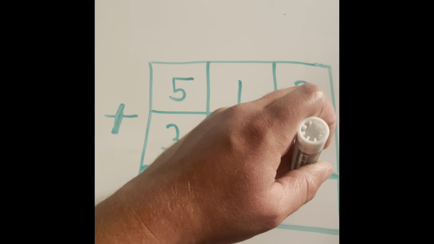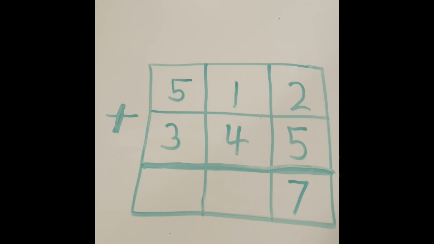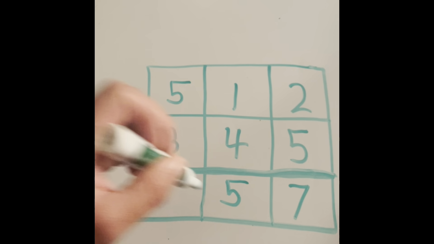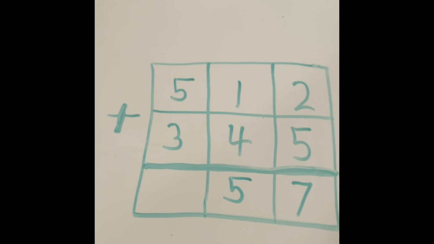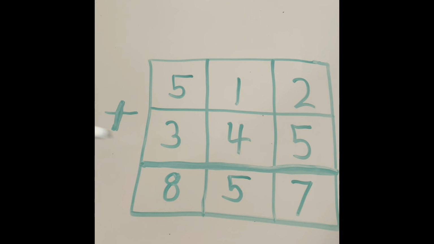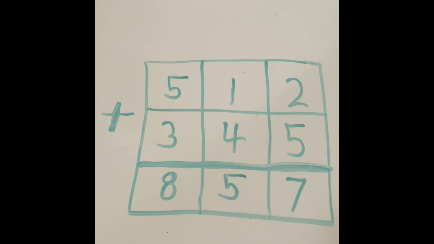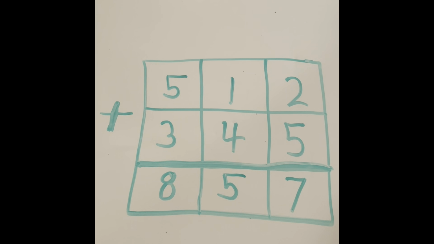2 plus 5 equals 7. 1 plus 4 equals 5. 5 plus 3 equals 8. And we have our answer, 512 plus 345 equals 857.